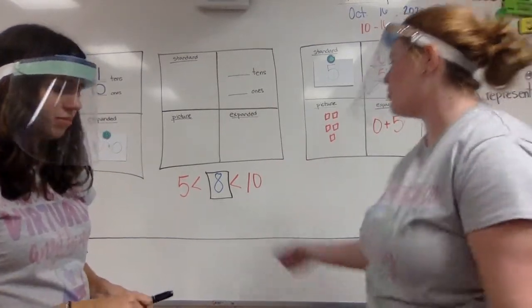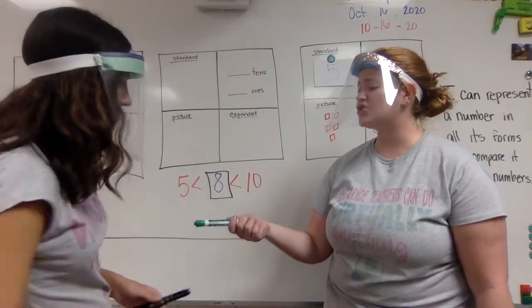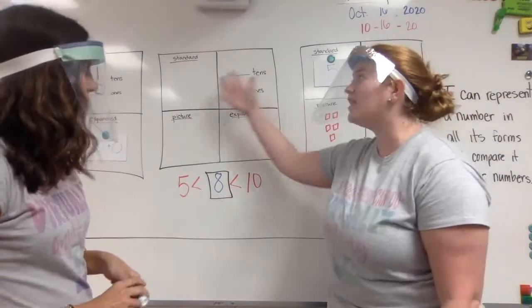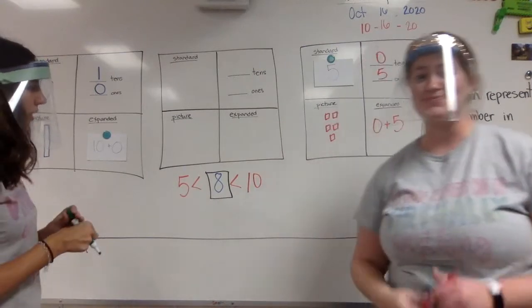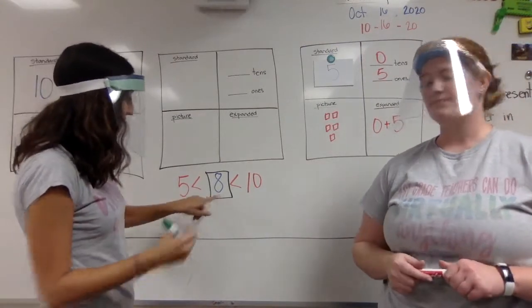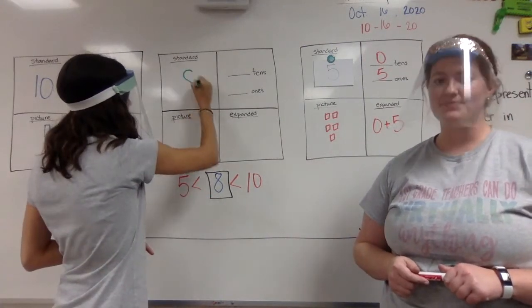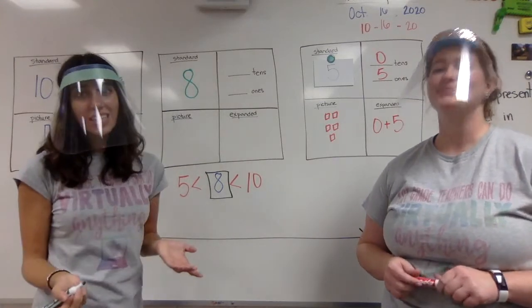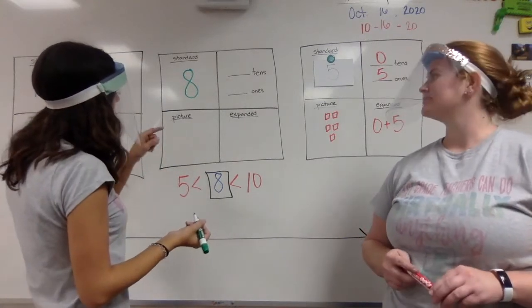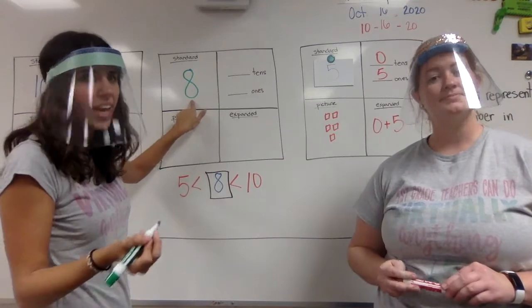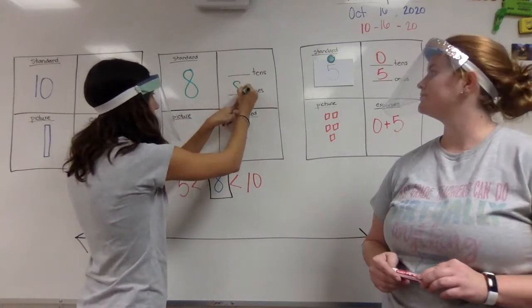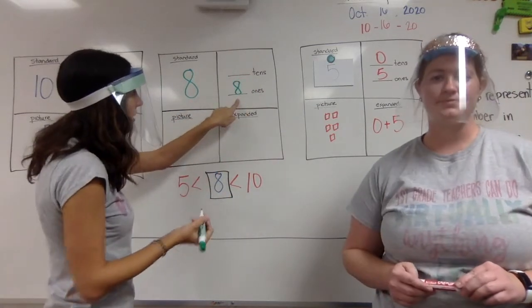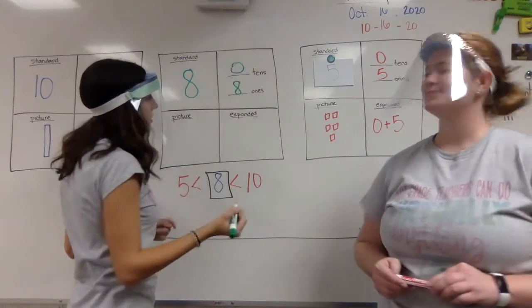Well, Miss Lestico, you thought of the number. Can you show me what it would be in all of its forms? Oh my goodness. Okay, so 8. I know this is its standard form because this is how I would normally see the number. And so I know that this is just one digit and it's in the ones place. And so there would be 8 ones and then I would have 0 tens.